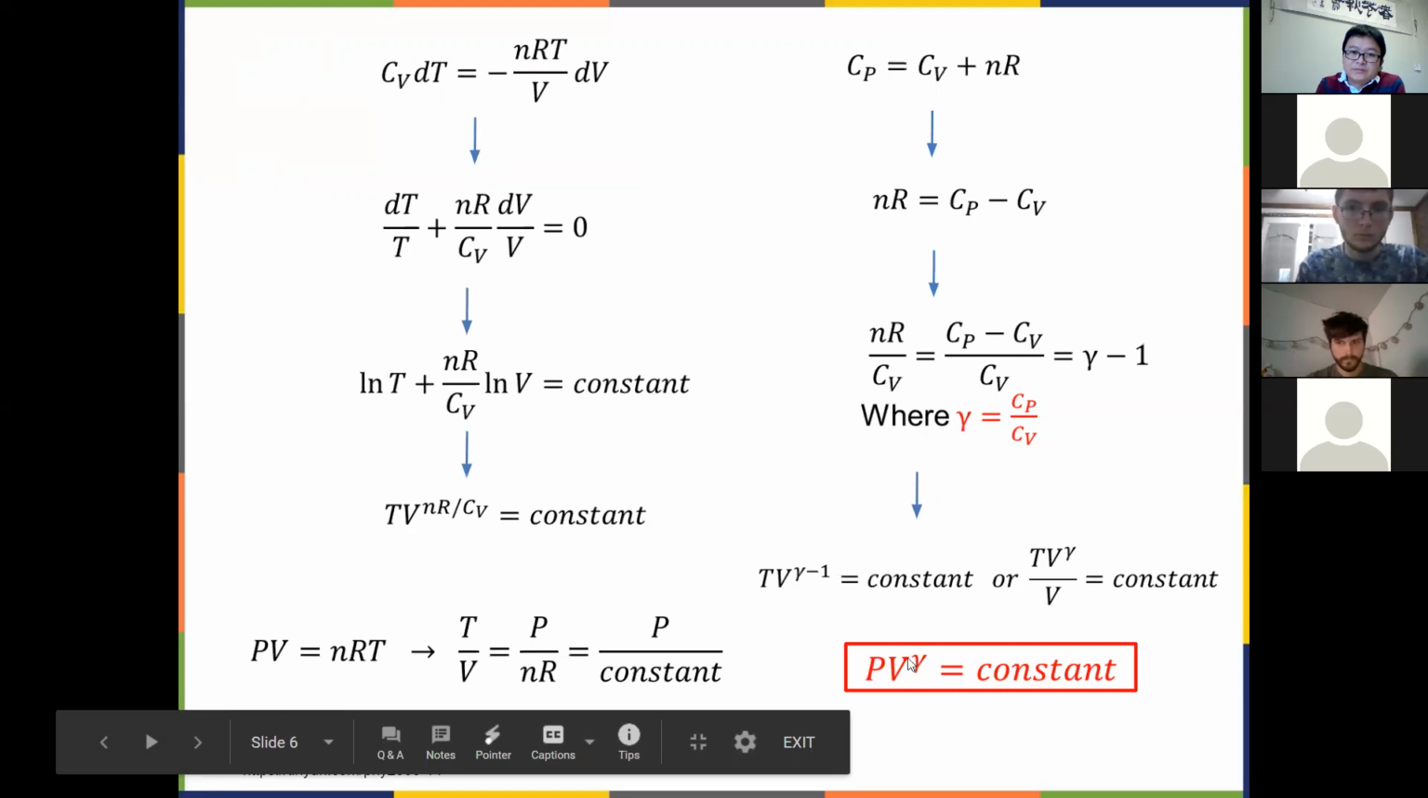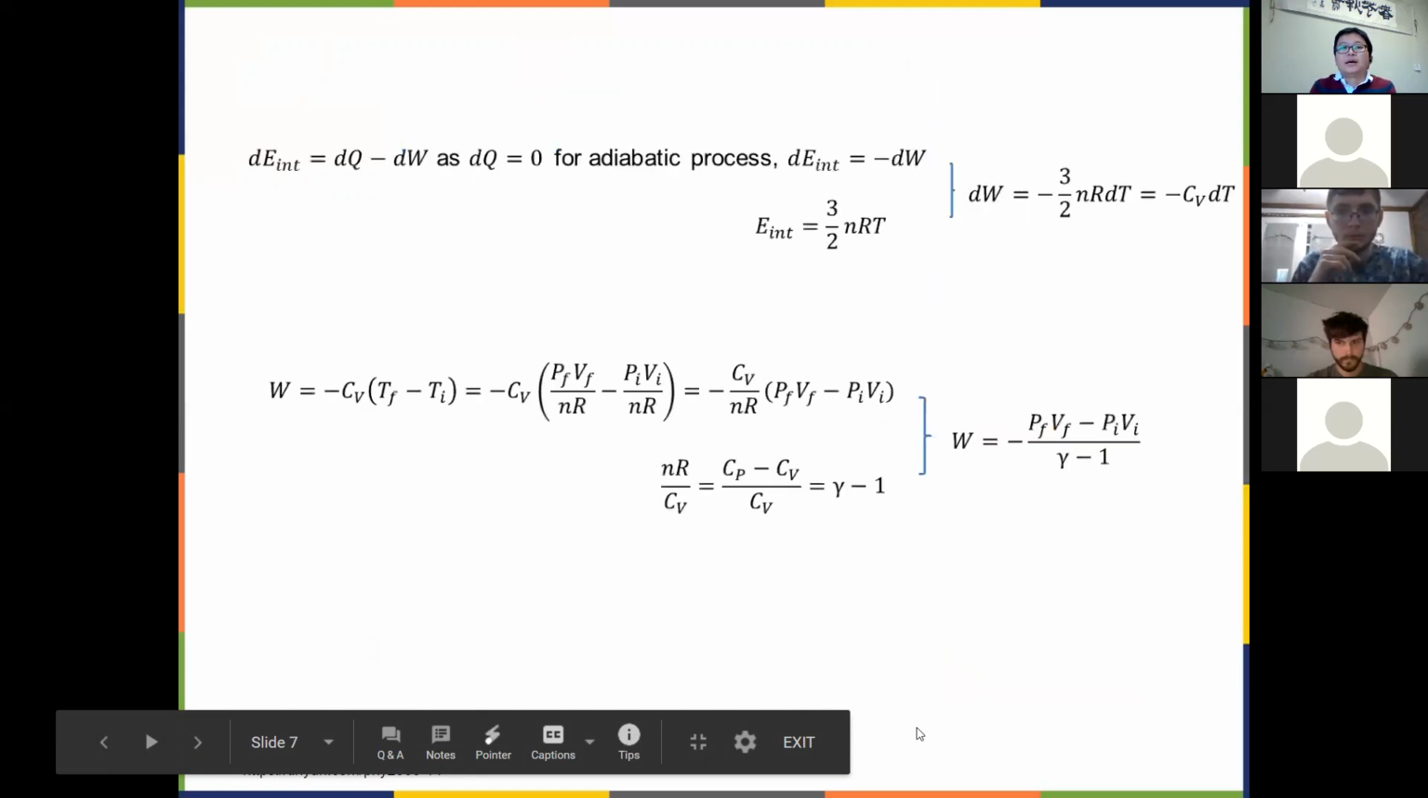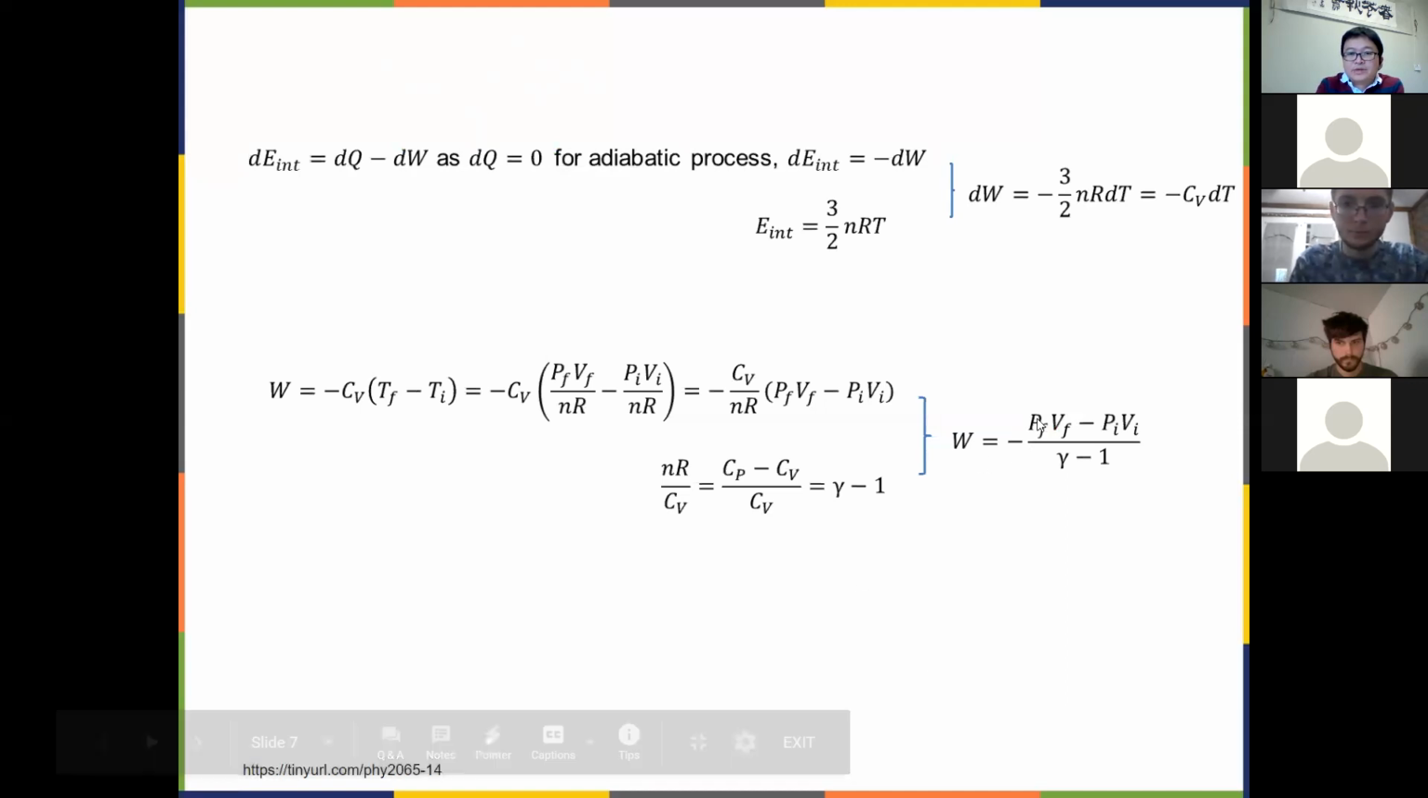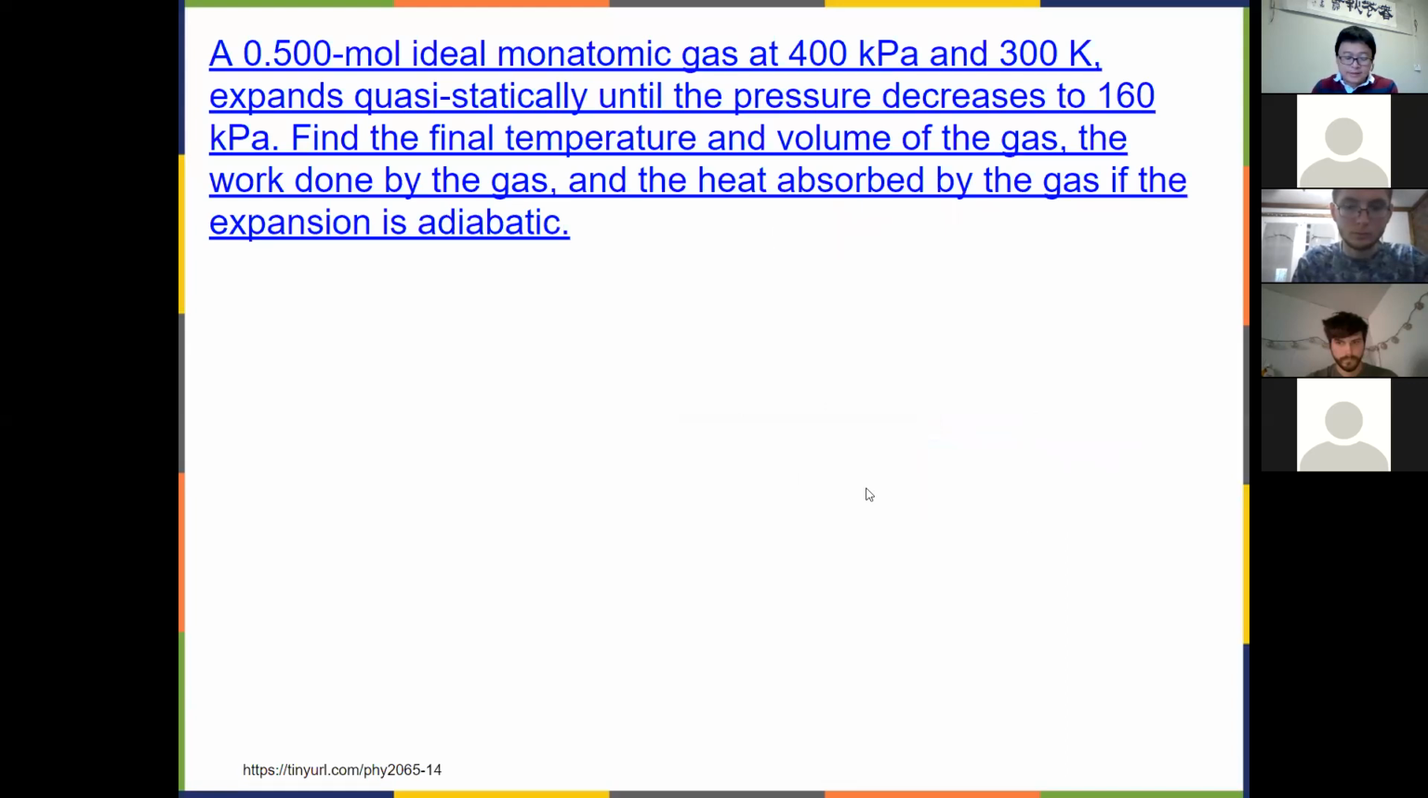You can have different variations of this equation. You can write it in terms of T and V: T V to the gamma minus one equals constant. Or you can have a variation in terms of P and T, with gamma as a constant, okay? Starting from here, and also with the ideal gas law equation, you can have different variations for the adiabatic process, okay? The work done during an adiabatic process would be equal to minus P final V final minus P initial V initial, divided by gamma minus one, okay? All right, so we were about to check on this example before we ran out of time.